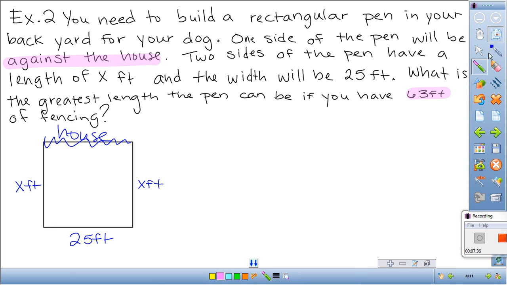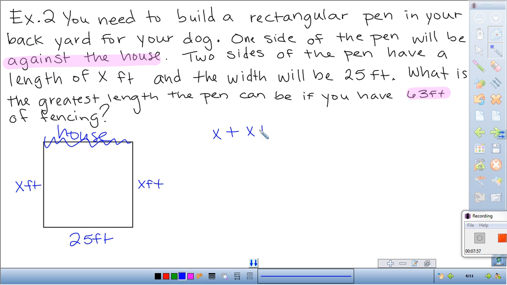So I know that all of my fencing has to add up to 63. It can't be more than 63. It has to add up to 63. So if we're talking about fencing, then we're talking about perimeter. How do you find the perimeter of any shape? You just add all the sides. So I'm going to add x plus x plus 25. And that has to equal 63 because that's the total amount of fencing I have.